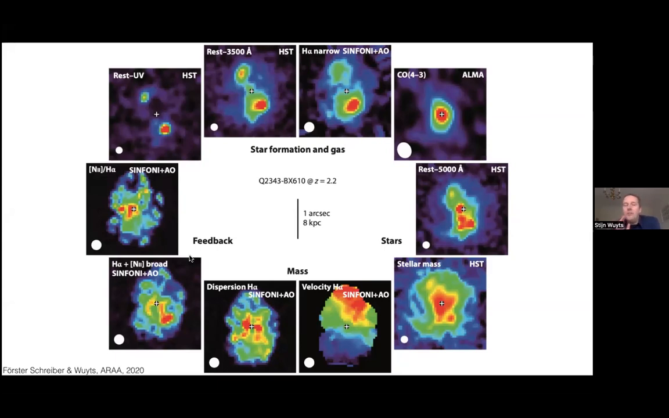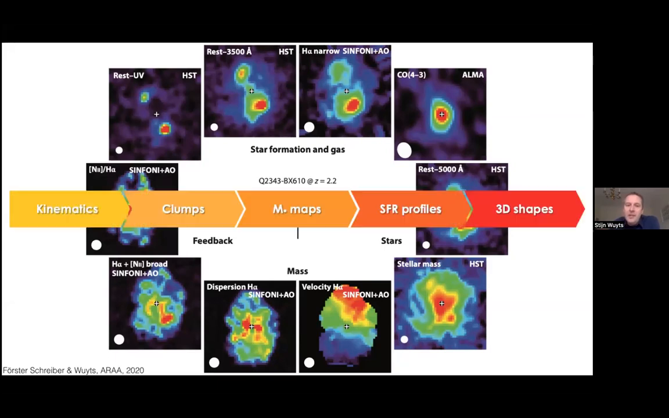This is still a rare case where you have this collection for one given galaxy. But if you consider any of these tracers individually, the sample sizes have increased tremendously, and we can look into population trends. And the different characteristics that I will discuss include the kinematics, the clumpy nature, the stellar and star formation rate distributions, and I'll end off with some words on the intrinsic 3D shapes.